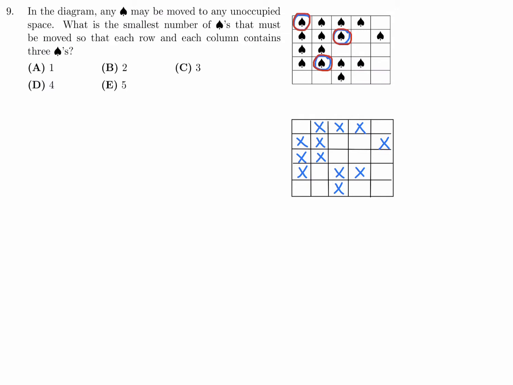I'll place them one here, and one here. If I do that, every row and every column will have 3 spades, and they indeed do. So how many did I move? I moved only 3. So that is the smallest number that can be moved to achieve our goal. So number 9, the answer is C.